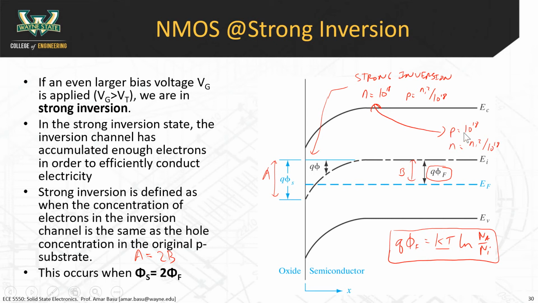We're basically saying that the material near the oxide, near the gate, has to be the mirror image of the p-type material far away from the gate. So if the p-type material far away from the gate has a hole concentration of 10 to the 18th, then the material near the oxide has to have an electron concentration of 10 to the 18th. If the p-type material has a concentration of, say, 10 to the 17th, strong inversion would be when the n concentration is 10 to the 17th near the gate.